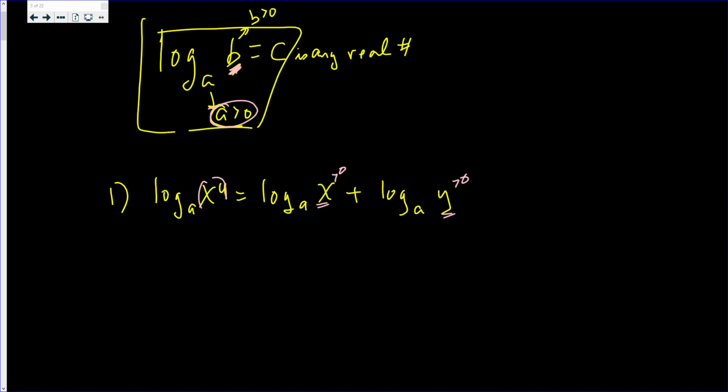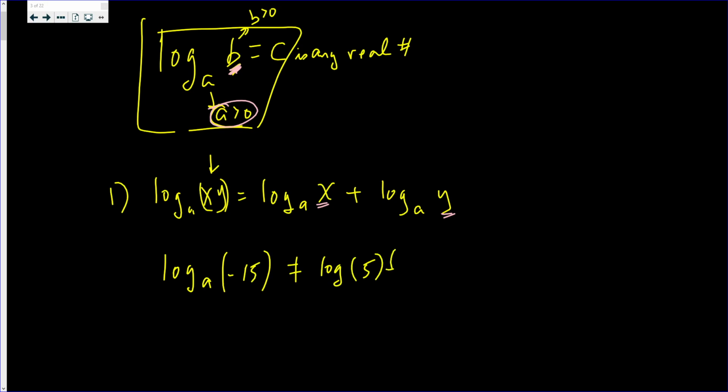Log of a product is the sum of the logs. Just sum them up, but make sure that that's positive. That is log base a of -15. It does not equal log of 5 plus the log of -3, even though -15 is -3 times 5.